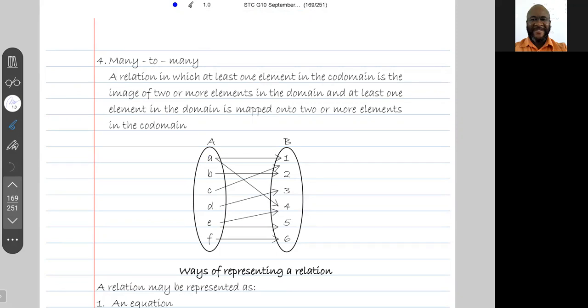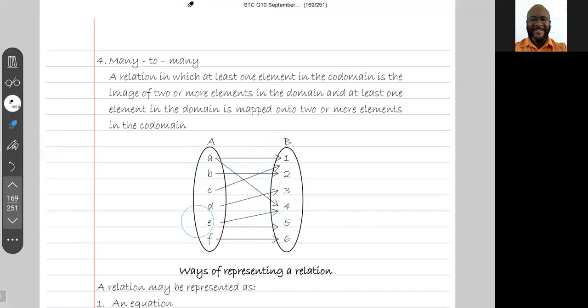So if we look at our diagram, we see that the element A in the domain is mapped to 4. A is mapped to 4. And A is also mapped to 1. So that is one going to many. We can also see that E is going to 4 and A is also going to 4. So that is many going to what? 1. So what we have is a combination of one to many and many going to 1. When you have a combination of one to many and many to 1, that type of mapping is called a many to many mapping. All right.